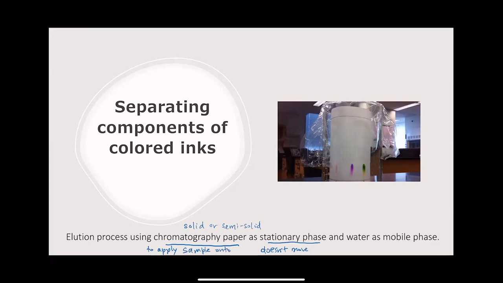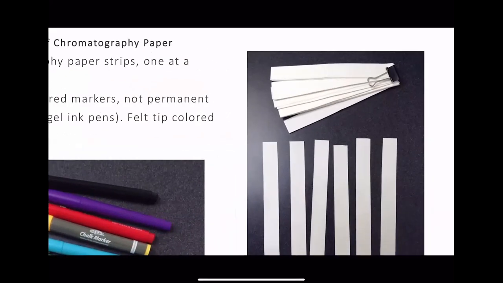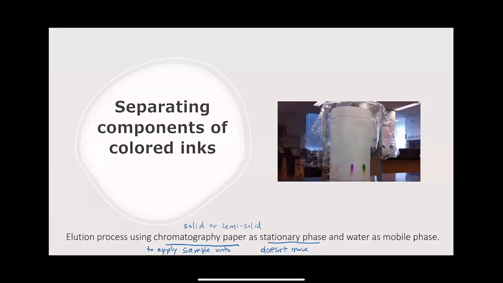So in this example, this is a chromatography paper. Whoops, my hand just made all that move. This is a chromatography paper. And down here are the different colors, the different samples. Okay, so these are the different samples, and they're applied at the bottom.